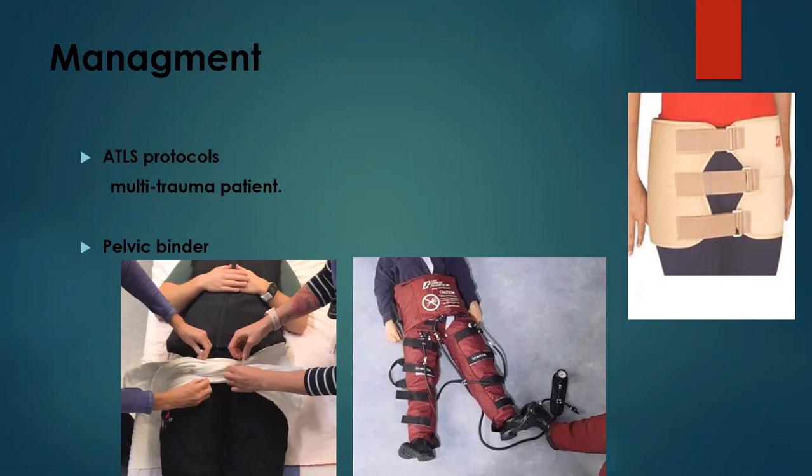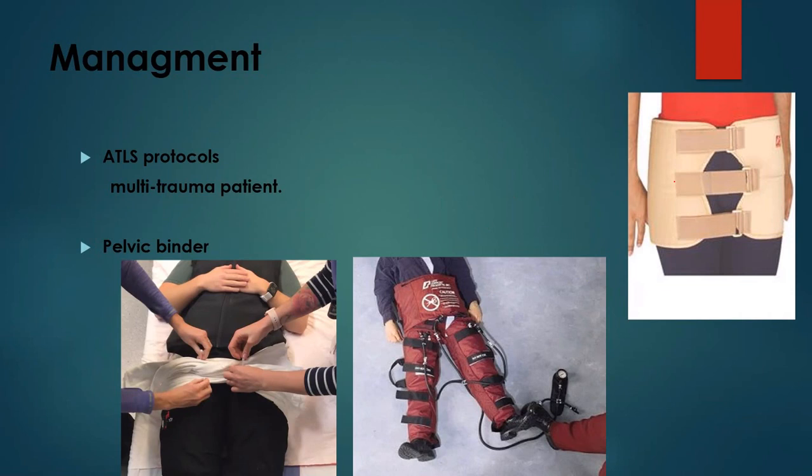Any patient with a C-spine fracture or dislocation, if you put on a rigid neck collar and make sure the patient doesn't move his head or neck, you will decrease any further neurological deficits. Any patient with a pelvic fracture, if you put a pelvic binder on him, you may decrease the bleeding from the pelvis.